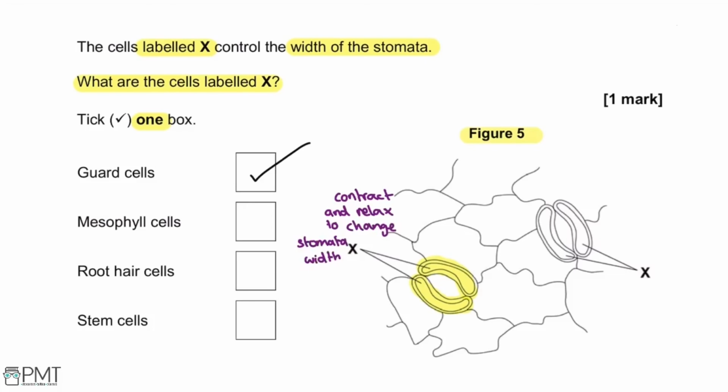If we just confirm why the others aren't correct, the mesophyll cells are more in the middle of the leaf or beneath the surface, so are nowhere near the stomata at the bottom. Root hair cells are in the roots, and the stem cells in plants are called meristem, and these are also mostly found in the root tips, not right next to the stomata.